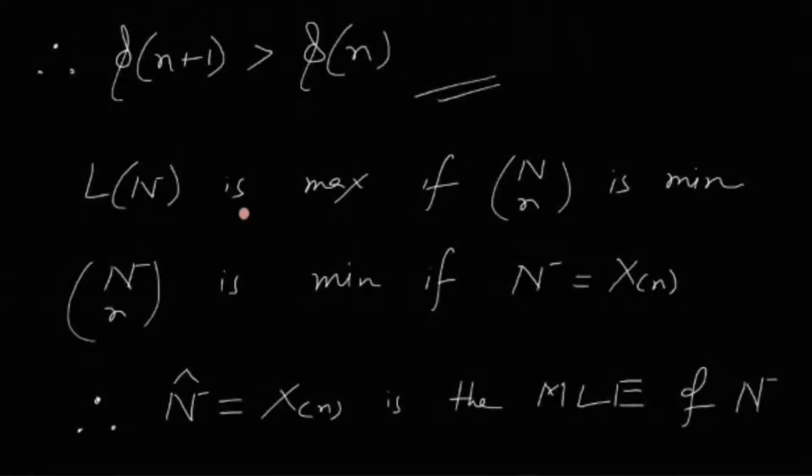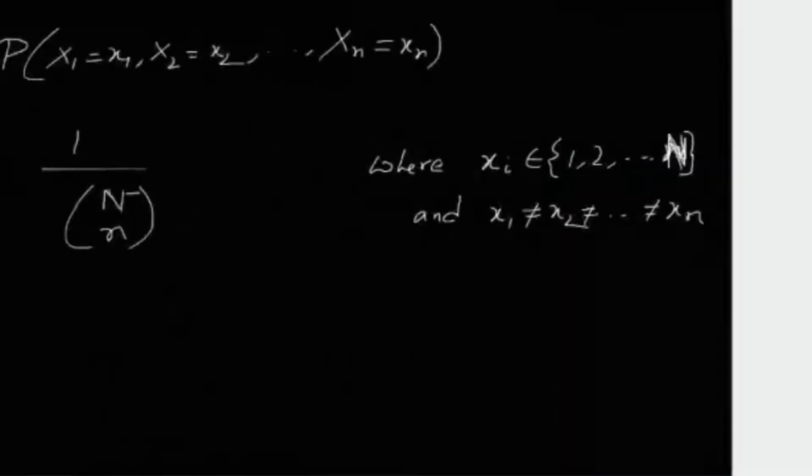So L of N is maximum if N choose n is minimum, and hence N choose n is minimum if N is equal to X order n. It attains its minimum value at X order n, and otherwise it is increasing as we go beyond X order n. So N hat equal to X order n is the MLE of N. That is, the largest order statistic, the largest observation in the sample, is the maximum likelihood estimator of N. So you have got the first answer.